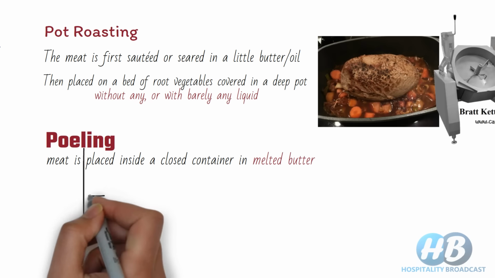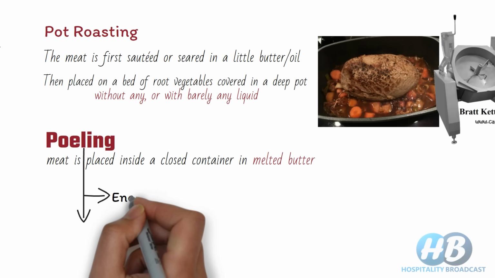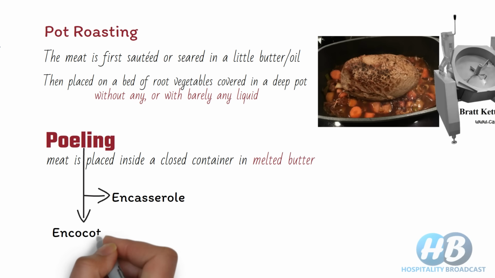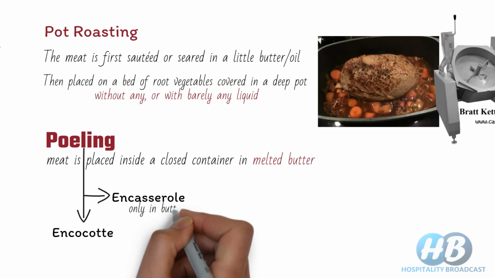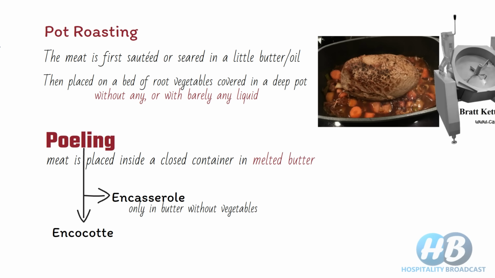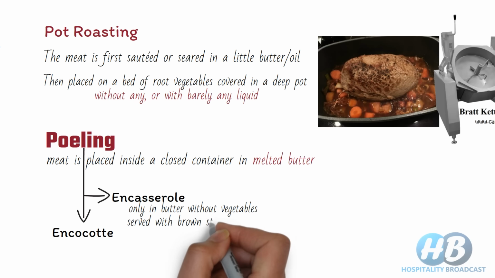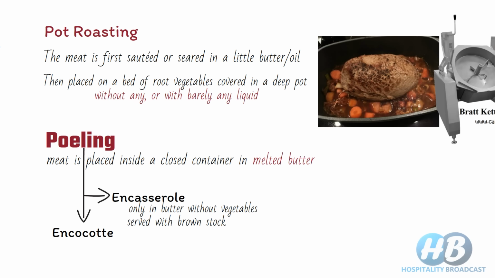In poling, two terms are widely used: in casserole and en cocotte. In casserole is where food is cooked only in butter without vegetables. Once finished cooking, meat is withdrawn and served with brown stock in an earthenware utensil. In en cocotte, the procedure remains the same except the meat is garnished with vegetables cooked separately in butter, such as small onions, mushrooms, etc.